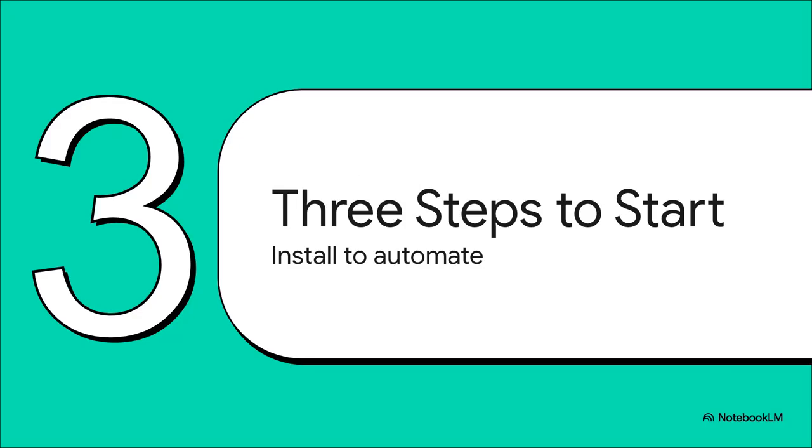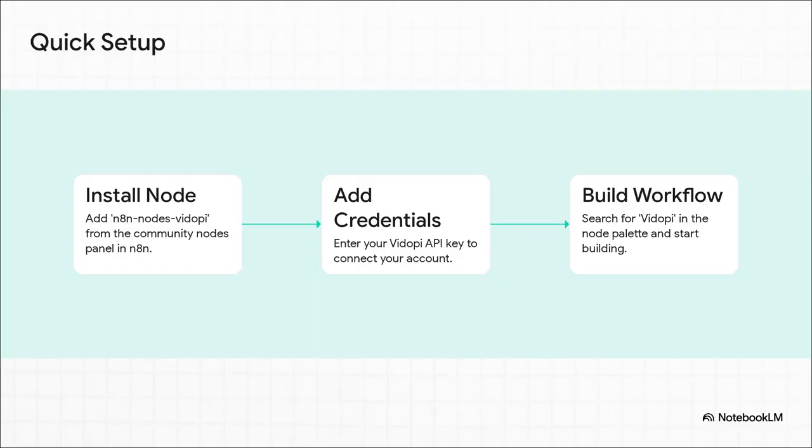Now, what's truly wild about this is how fast you can get going. This isn't some project that's going to take you a week to figure out. No, you can be up and running with your first automated video workflow in, like, literally minutes. Let's just walk through it right now. It really is just these three simple steps. You hop into your n8n settings, go to the Community Nodes panel, and install the package. Next, you grab your API key from your Vidopi account and add it as a new credential, and that's it. You're done.